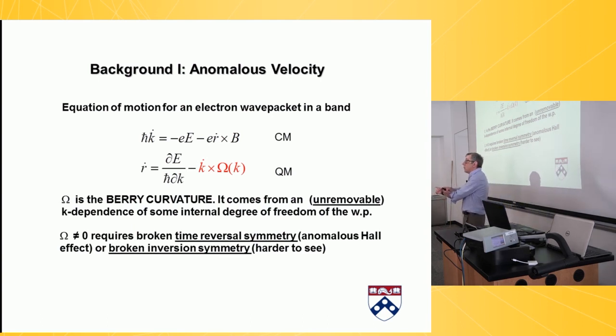Okay, and that comes from the anomalous velocity. So you can have that for sure. Or you can have it if you preserve T, but break inversion symmetry. That's the other possibility. Okay.